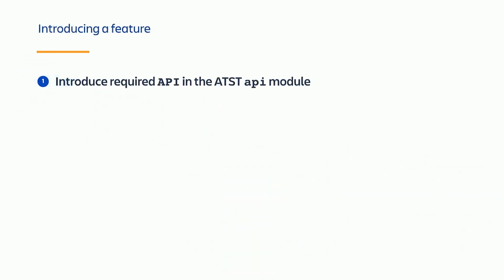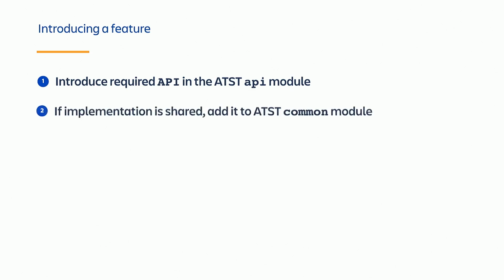So let's talk about how we actually introduce a feature to ATST. Since we like to ship value to our customers as soon as we can, and we do ship to Marketplace fairly frequently, we try to tackle a cross-product feature one product at a time. So first we start introducing the required API into ATST. At this particular point, when it's in the API module, you can think of it as dead code. We're putting it in there so that we can start on the implementation.